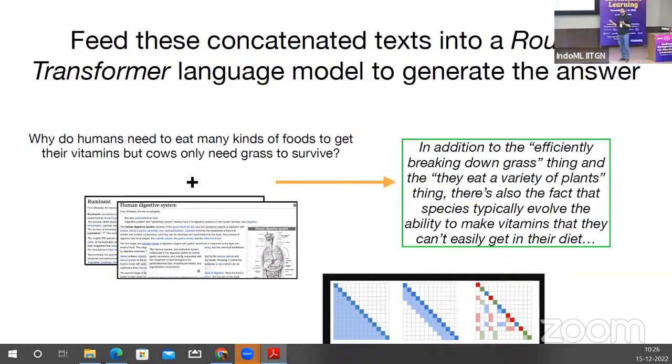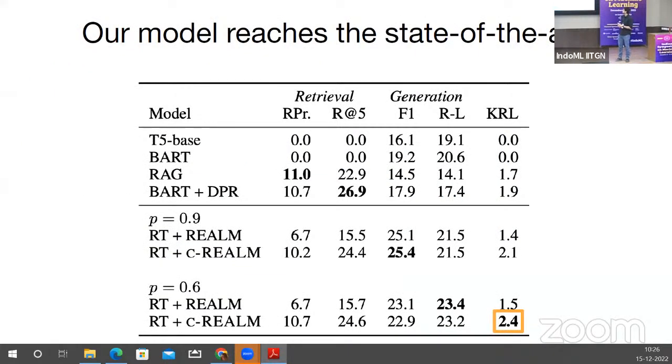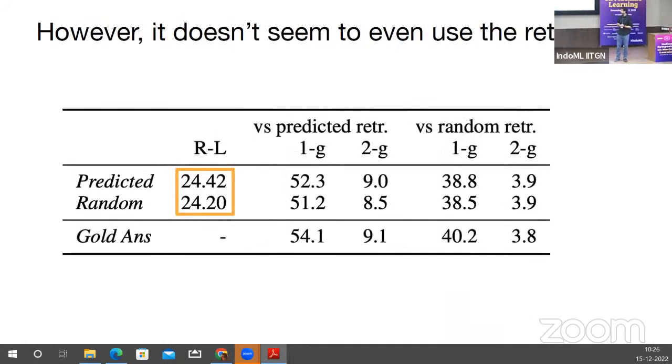Using these tricks, we can get this model to generate long-form answers conditioned on questions and retrieved articles. And at the time of this project, which was last year, we were able to get the state of the art on this Explain Like I'm 5 data set. But that's not the point of this talk. State of the art is kind of meaningless for this task because the evaluation metrics are not well developed.